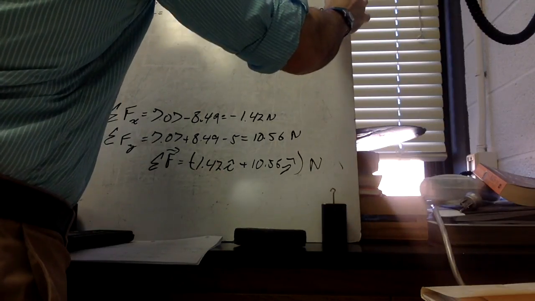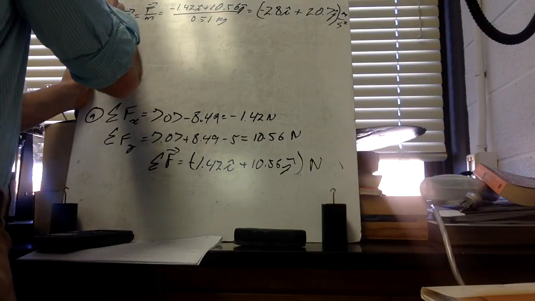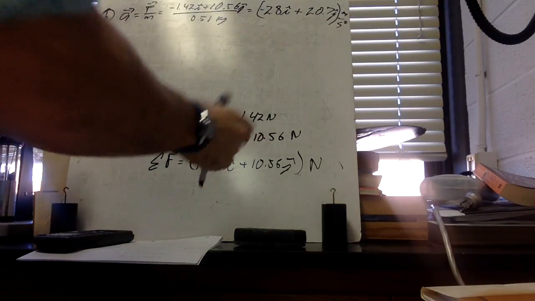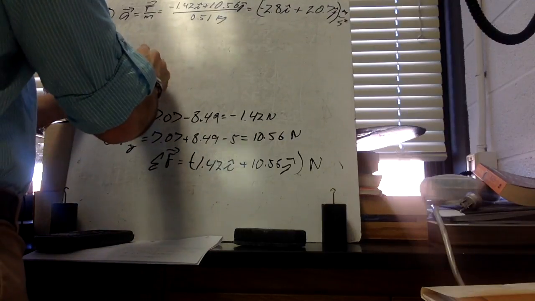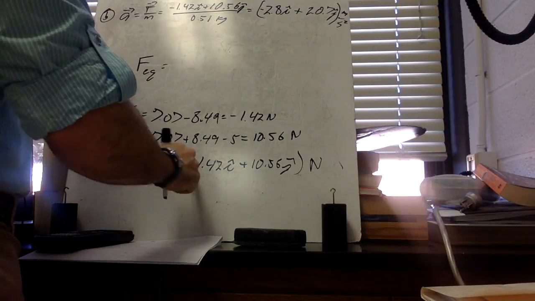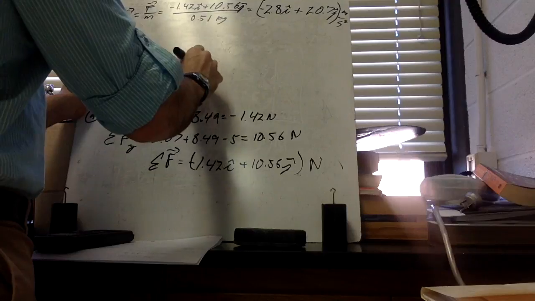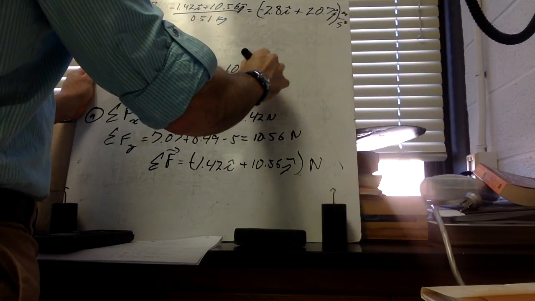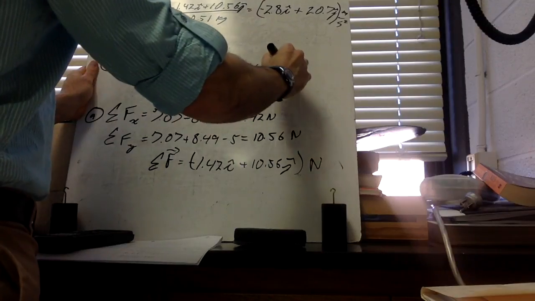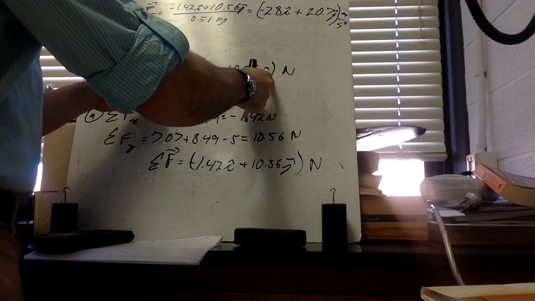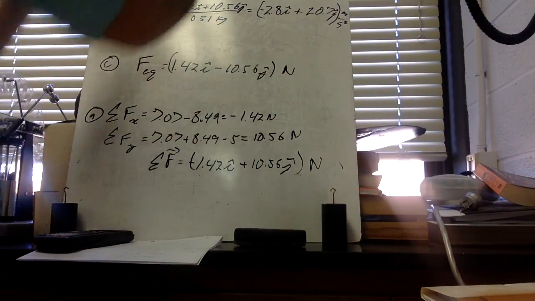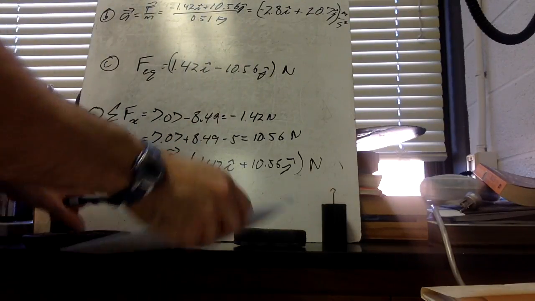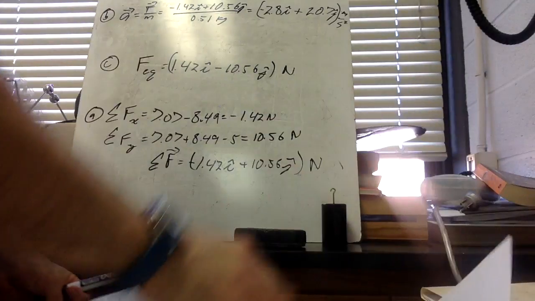All right, so that's part B. And then part C asks for the equilibrant. The equilibrant force, F_EQ, is going to be 1.42 i minus 10.56 j. What this means is that if you were to add this force to the situation that's already there, then the whole body would be in equilibrium, and that would result in an acceleration of 0. And I think that's it for this first packet.